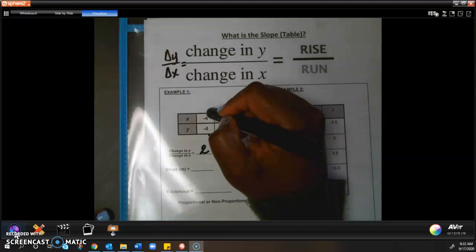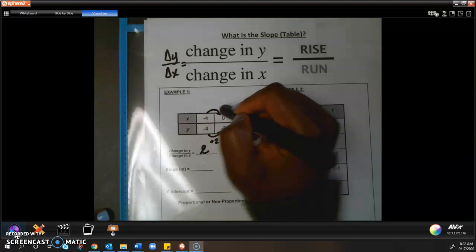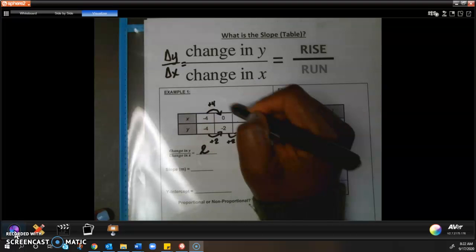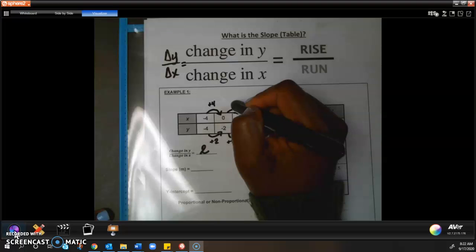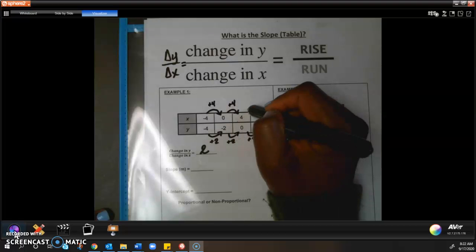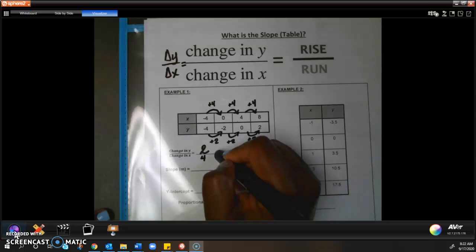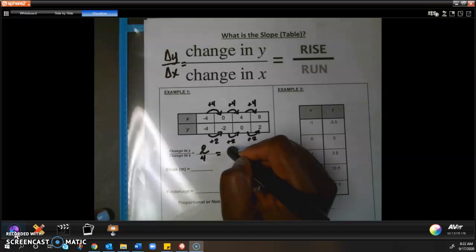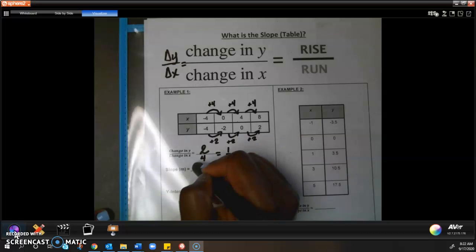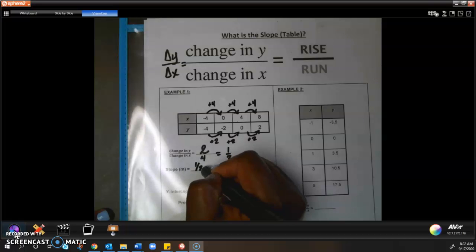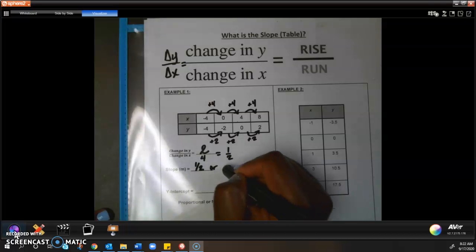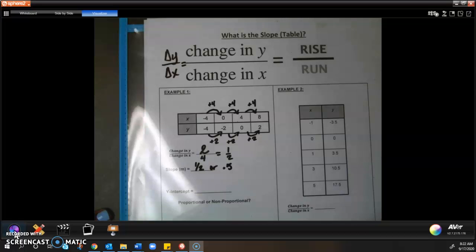Okay. To go from -4 to 0, I'm adding 4. 0 to 4, plus 4. And 4 to 8, we add 4. So our change in x is 4. So this simplifies to 1/2. Okay. So our slope is 1/2, positive 1/2, or 0.5, which is the same thing. You can write it either way.